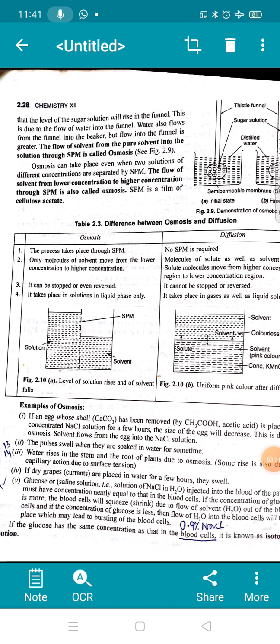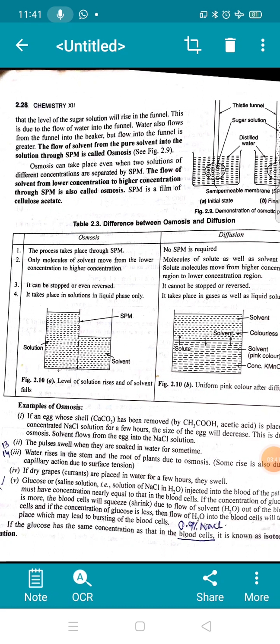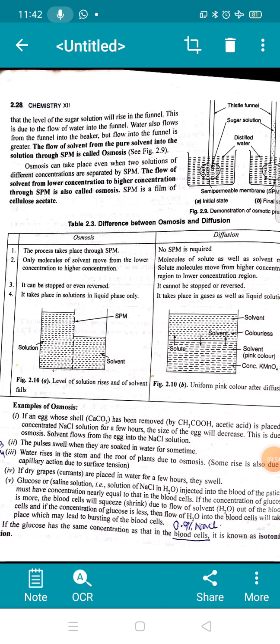Now if you keep two such eggs after removing the hard shell, one in concentrated NaCl and another in fresh water, you will see the one in fresh water becomes bigger in size, and the one in sodium chloride solution or any other solution shrinks, because the outside concentration is more than the concentration inside the egg. So this is one example.